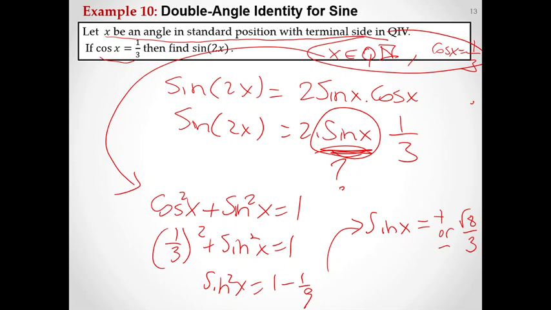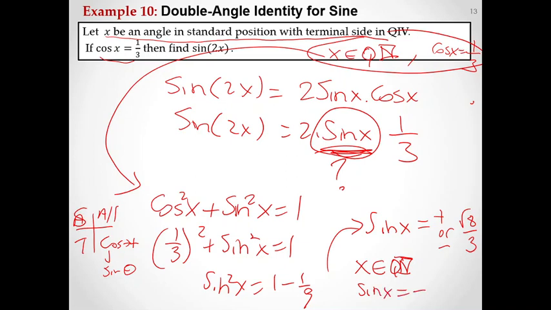And here, what makes the plus or minus? X is in quadrant 4. In quadrant 4, by All Students Take Calculus, cosine is positive here. The cosine is the only positive, so sine will be negative here. So we say sine x is negative. Because of this, sine x is negative, so we will take this one.